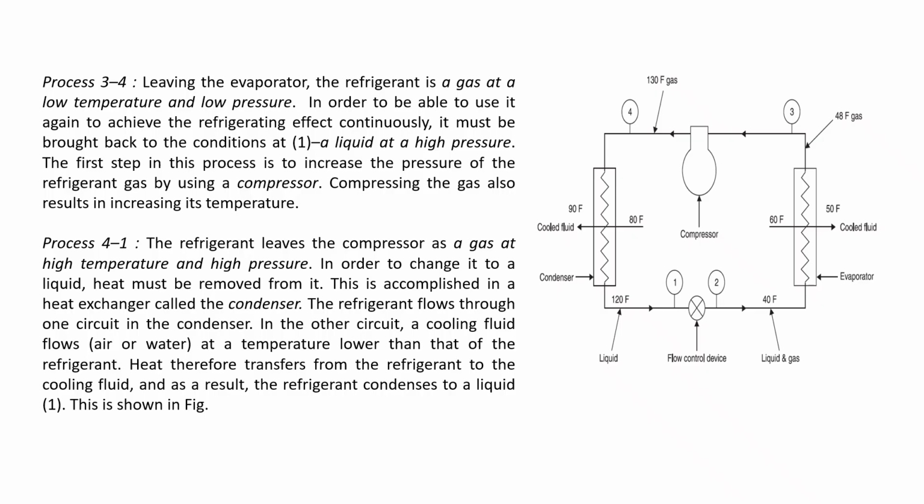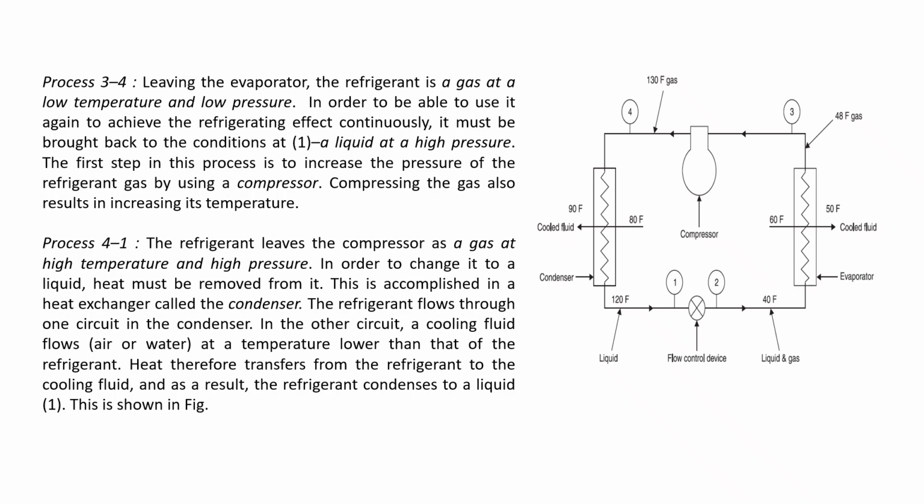4 to 1 means initially what we have kept, it is in the form of liquid. The refrigerant will be in the form of liquid, maintained at a high pressure. The first step in the process is to increase the pressure of the refrigerant gas by using a compressor. All these things will be happening in the compressor. What the compressor will do, it compresses the gas. Also, it results in an increase in temperature.